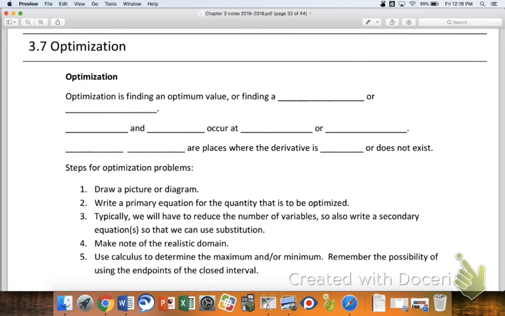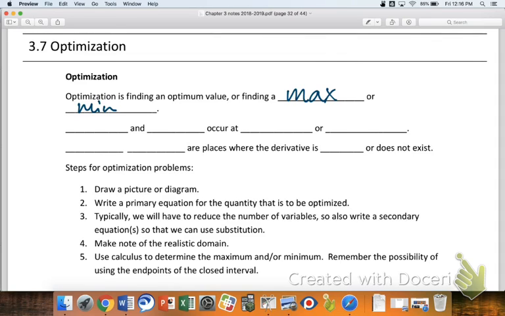So optimization is finding an optimum value, also known as finding a blank or blank. Max or min. So we've done this already, so this is good. And then maybe this next phrasing will look really familiar because I know I've said this, it feels like 1,000 times. Maybe it's more like 700. Feels like 1,000. I don't know. Blank and blank occur at blank or blank. Any ideas? It's very generic.